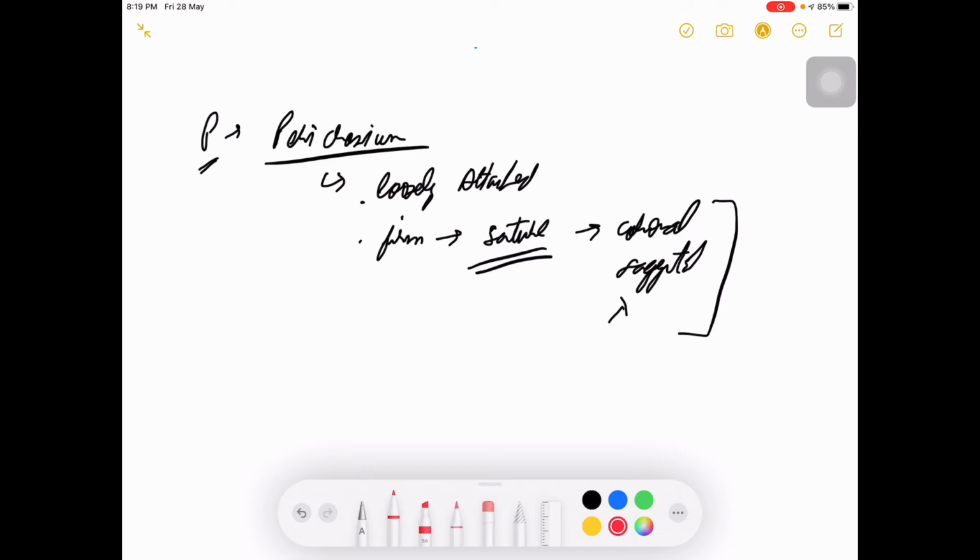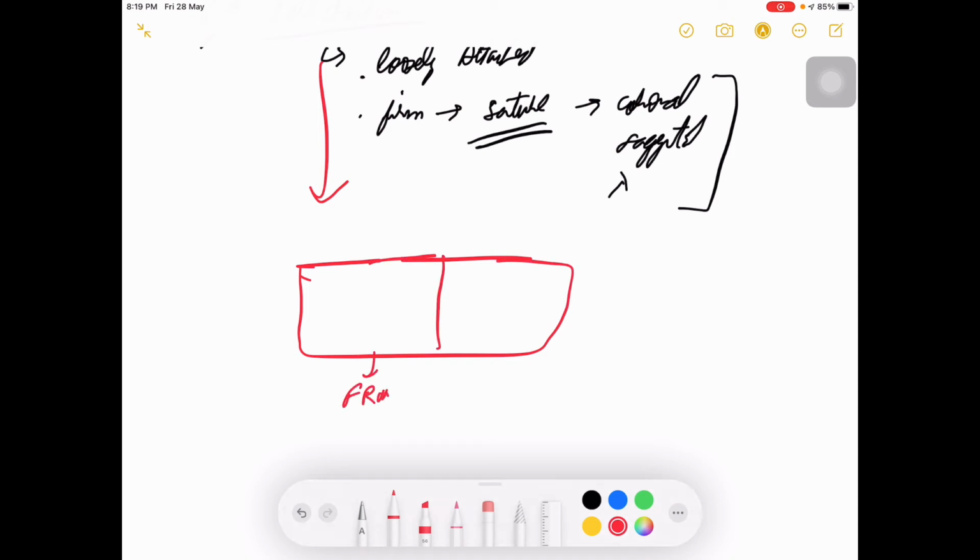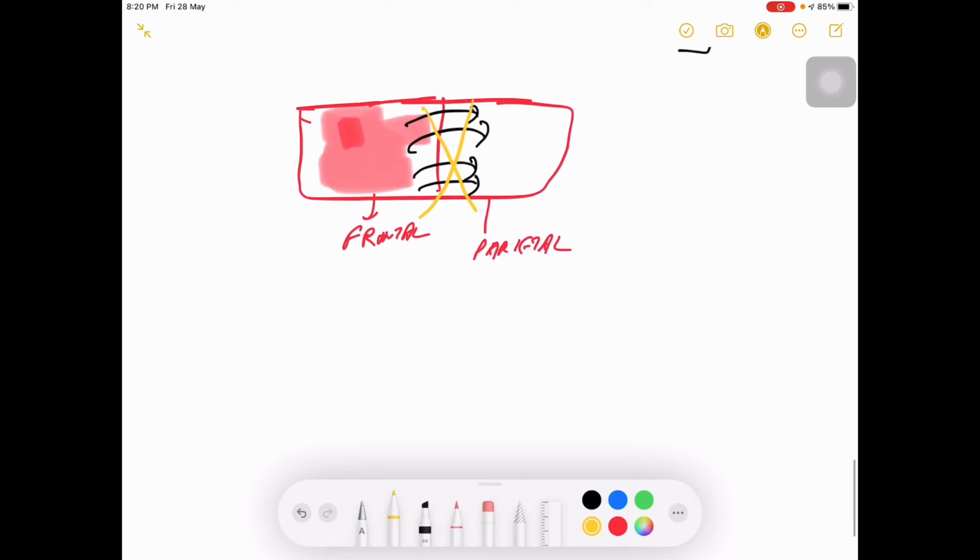The clinical importance of this is, for example, these are your two areas. This is your frontal, this is your parietal area. If there is some injury and blood is getting accumulated over here, it will prevent the spread of swelling, of inflammation, to another region. This will not take place. Hence, you will just see the swelling in the respective area.